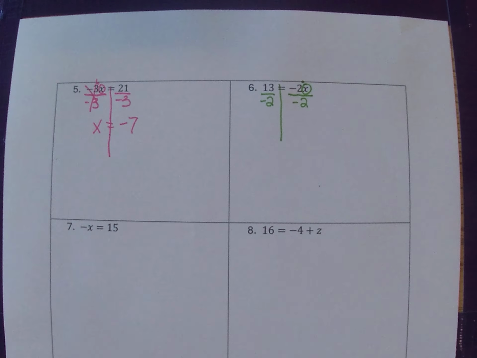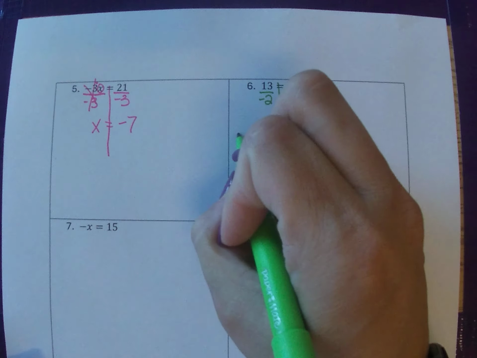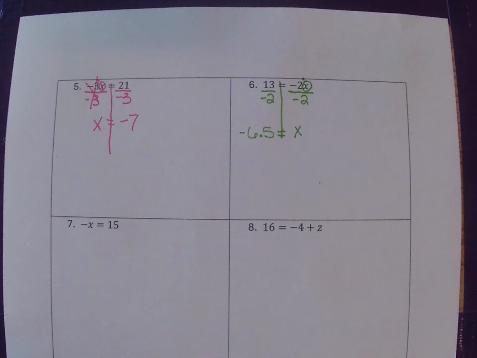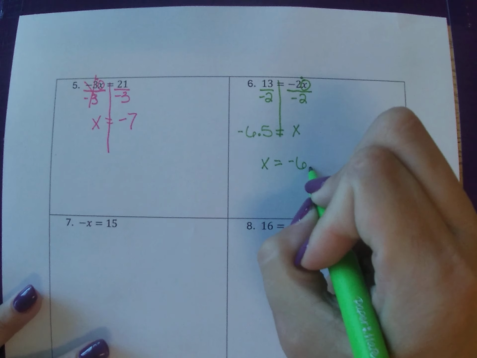Now in this situation, if you pick up your calculator and you type this in, you are not going to get a whole number, right? You're going to get a decimal. It is okay to get an answer that is a decimal as long as you do not round. So in this situation, we would say -6.5. You could say -6 1/2. You could say -13/2. Any of those would be fine, but we do want to rewrite this so our x is first.